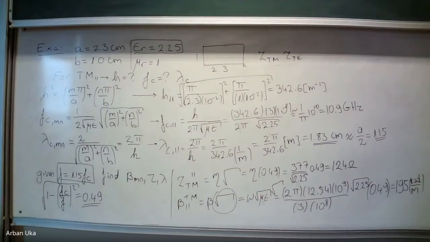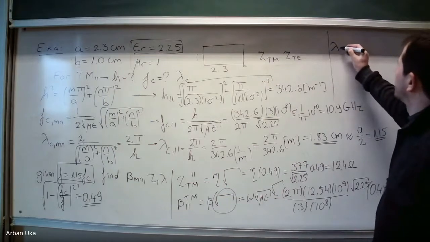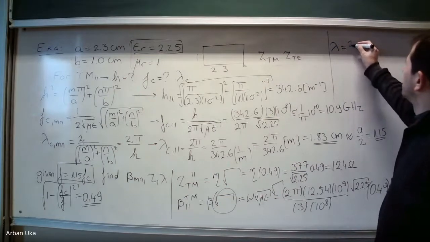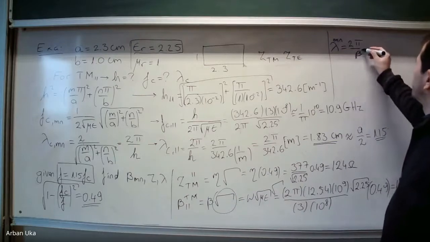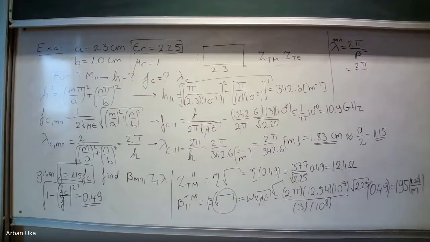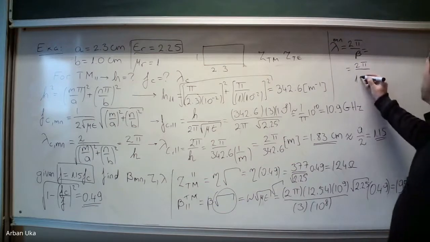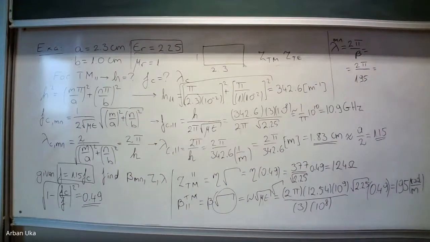Okay. And then the final parameter that we can determine is the lambda, which is going to be 2 pi over beta, this is lambda mn, 2 pi over beta, and this is equal to 2 pi divided by 195. This is equal to 3.23 centimeters.